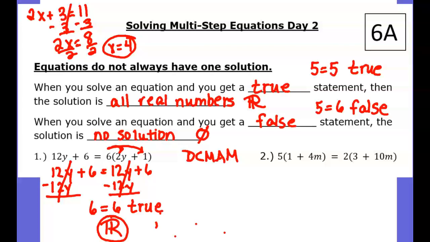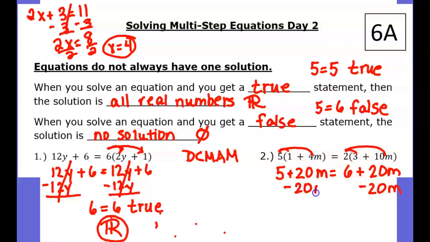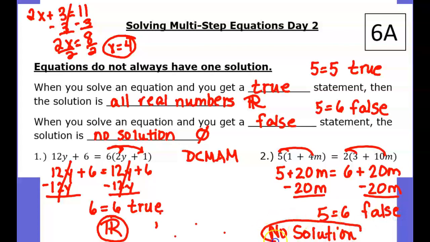So if we looked at number 2 and we distributed, we would get 5 plus 20m is equal to 6 plus 20m. Remember we distribute like that. And then when we subtract the 20m from both sides, we end up with 5 equals 6. Well, that's a false statement. So here we know we have no solution. I can write it out like that, or I could have the null set. Here I could have written all real numbers. So that's the difference. If it's true, it's all real numbers. If it's false, it's no solution.